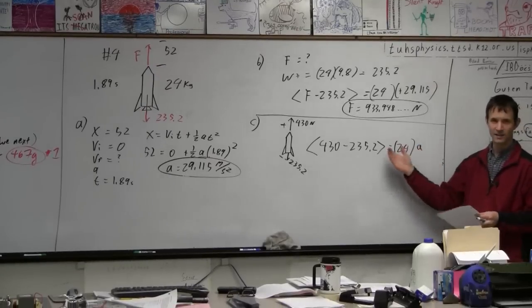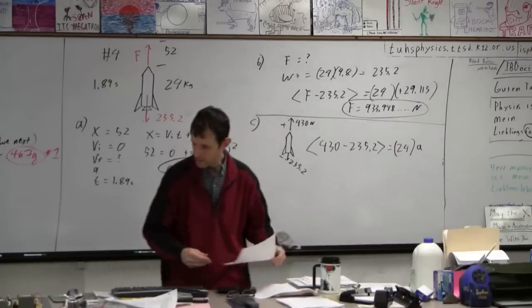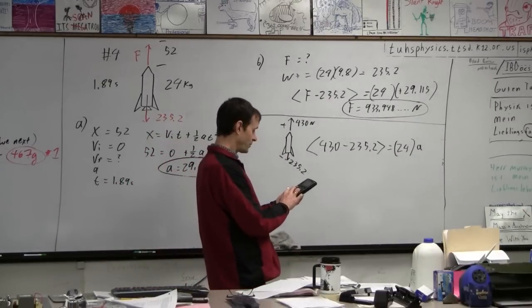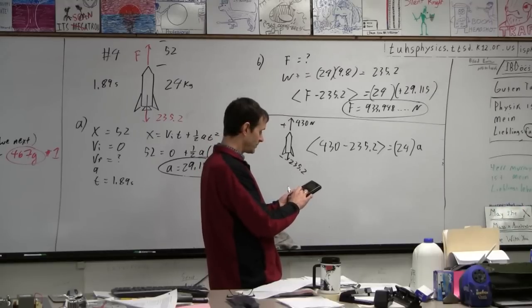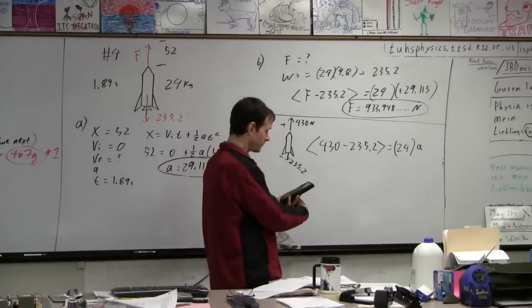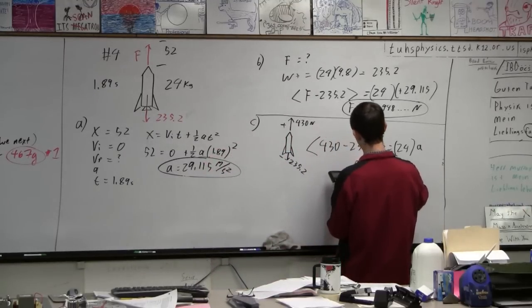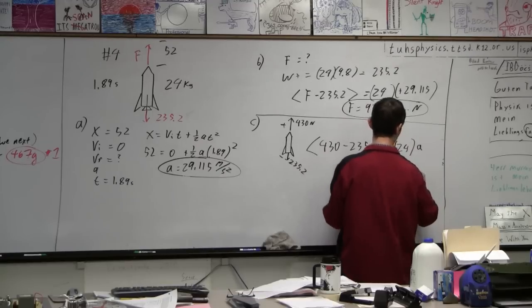That's the same as like the mass on the string. That's the second question too, right? Because you got to calculate the acceleration. So 430 minus 235.2 divided by 24. And I get that, and this seems highly unlikely, but the acceleration is 8.1166 repeating meters per second squared.